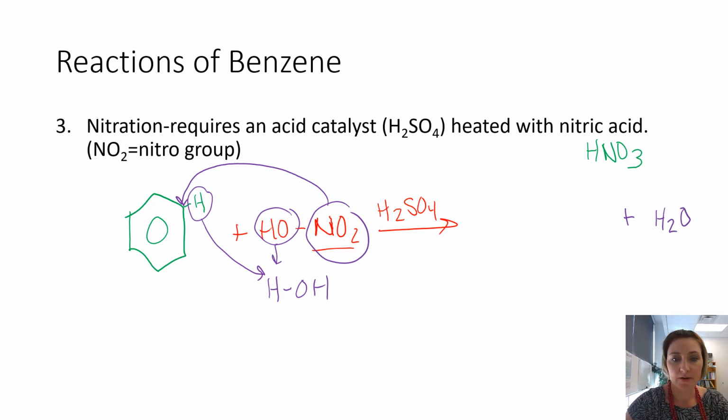Okay, so our final product is a benzene ring with a nitro group on it. And we would call this nitrobenzene.